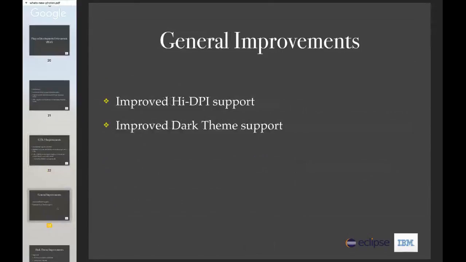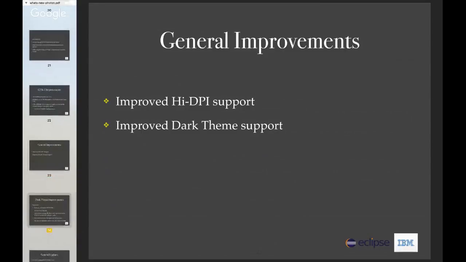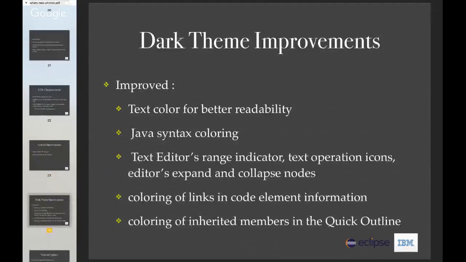There are other general improvements such as improved high DPI support. So several improvements and bug fixes have been made regarding the high DPI support in both Windows and Linux platforms. And the dark theme support has also been improved in Photon. So for all the dark theme users, I have added a slide with the dark theme improvements, which you can see in Photon. So there are a lot of improvements in the text color, Java syntax coloring, and in the text editors icons.